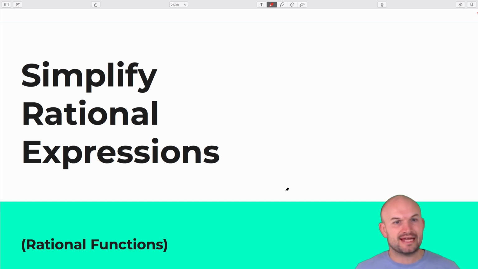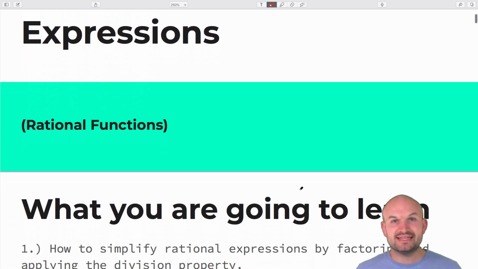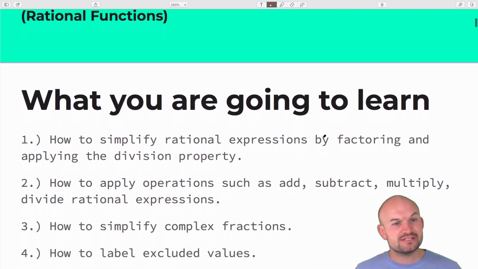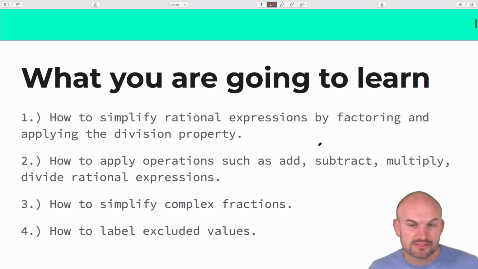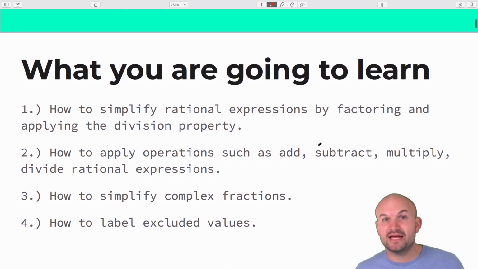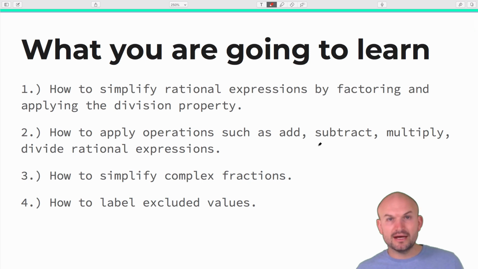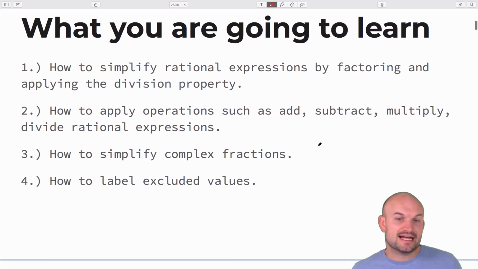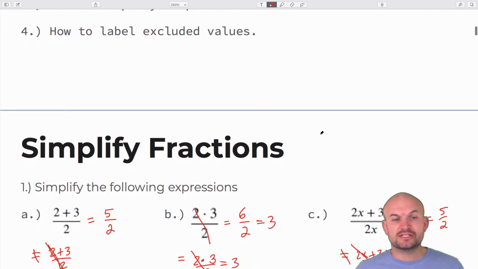They see the fraction and immediately a lot of them freeze up. So that is what I'm going to work through in this chapter. For this first lesson, we're going to work on simplifying rational expressions by factoring, as well as applying the division property, applying operations, adding, subtracting, multiplying, dividing, looking at complex fractions, as well as excluded values.